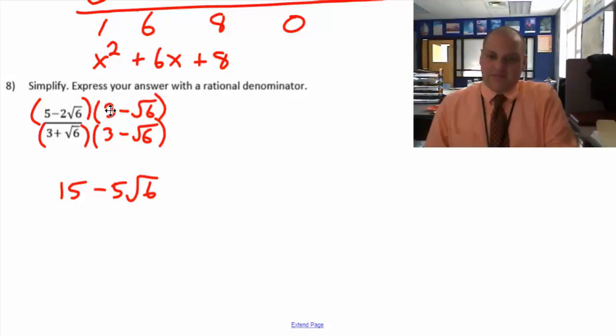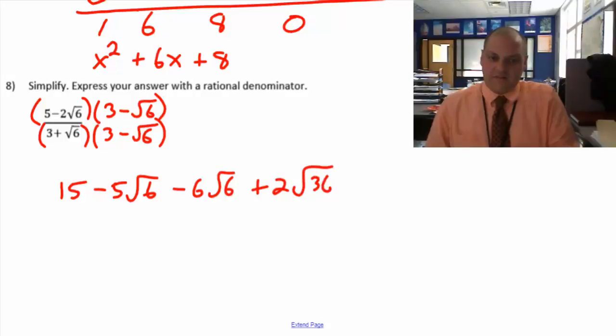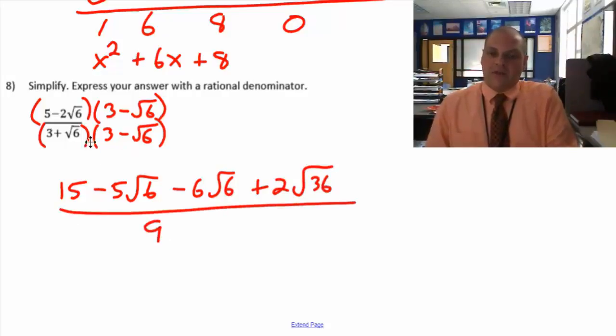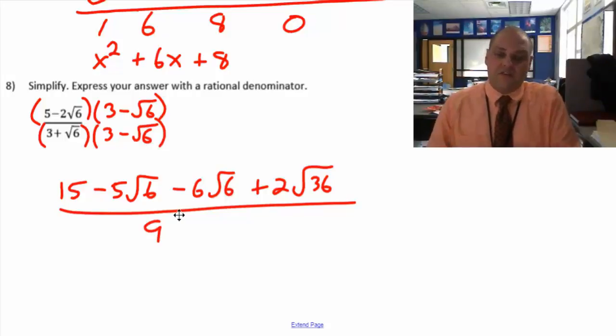2 radical 6 times 3 is minus 6 radical 6. The 3 times the 2 only; you can't multiply it times the radical. And then negative 2 radical 6 times negative radical 6 is positive 2 radical 36. We'll clean that up after. 3 times 3 is 9. Radical 6 times radical 6 is just 6. 9 minus 6. Positive times a negative is a negative.